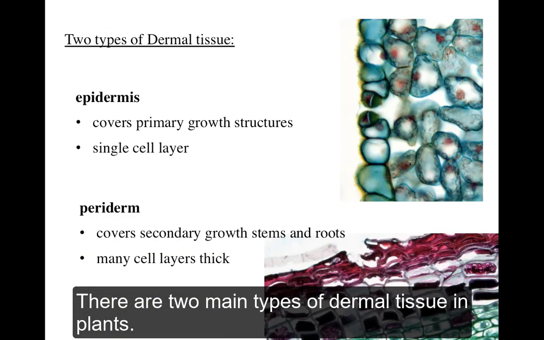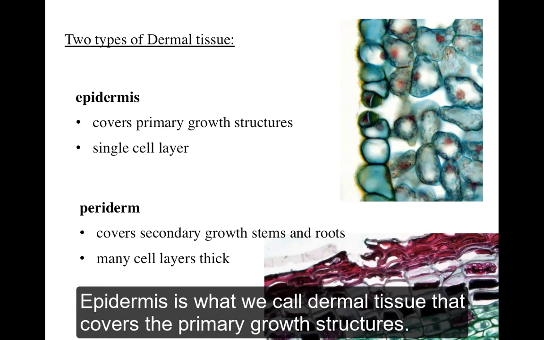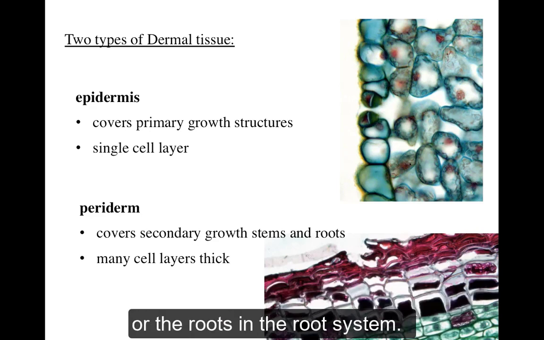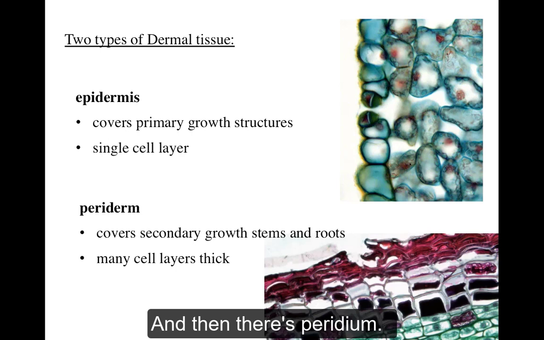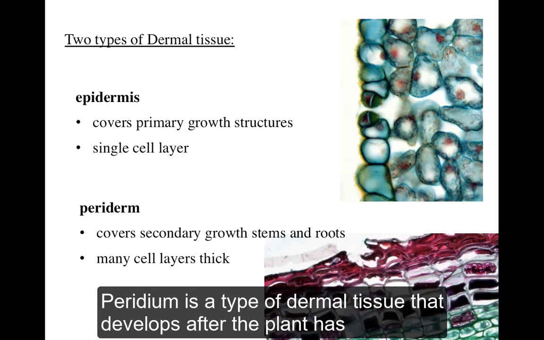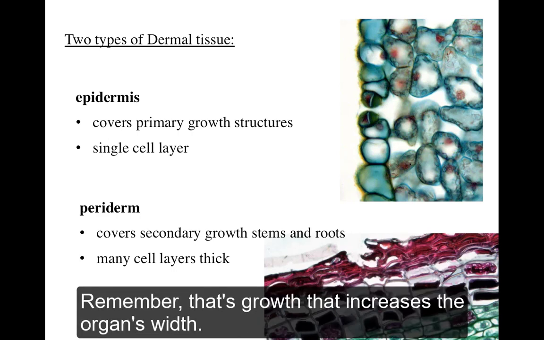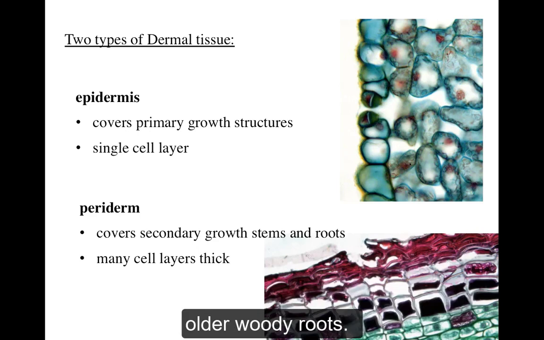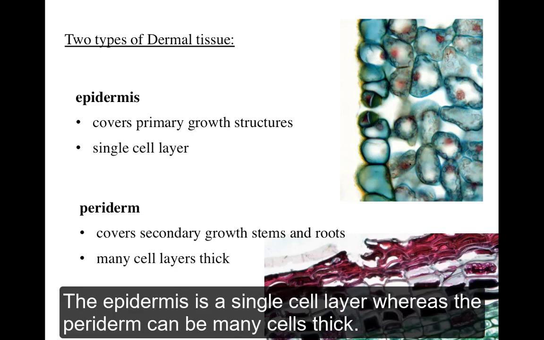There are two main types of dermal tissue in plants. Epidermis is what we call dermal tissue that covers the primary growth structures. These are the young, typically green structures of the plant if we're in the shoot system, or the roots in the root system. And then there's periderm. Periderm is a type of dermal tissue that develops after the plant has begun secondary growth. Remember, that's growth that increases the organ's width, and it often shows up in more woody parts of the plant, including both woody stems and older woody roots. The epidermis is a single cell layer, whereas the periderm can be many cells thick.